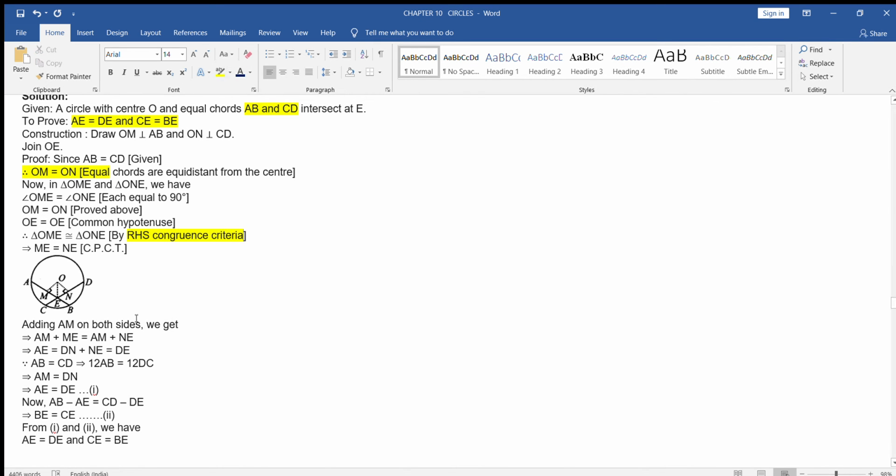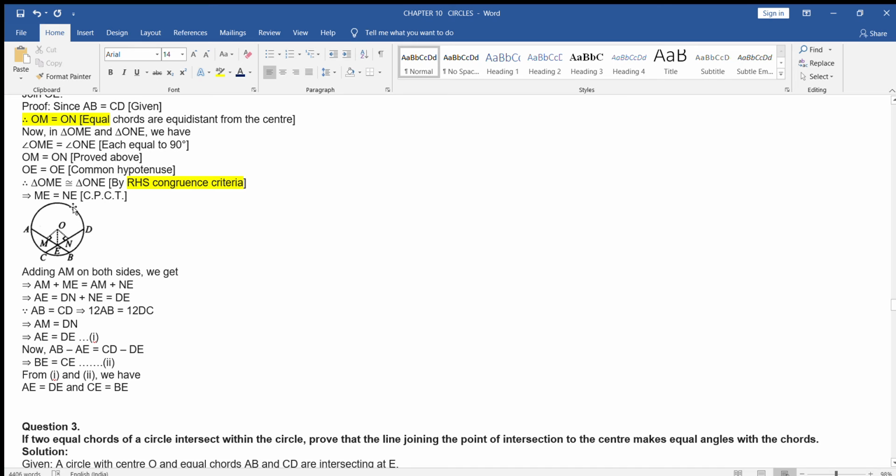Okay, and what I have told you, that by CPCT ME is equal to NE, this portion we are having as equal. Now what I have told you earlier, that this is bisecting the chord, so AM is equal to MB, and DN is equal to NE. But we are having ME equal to NE. So what we do, we add ME and NE to AM and DN, because both are equal. And once we add it, then AE is equal to DE. Okay, AE is equal to DE.